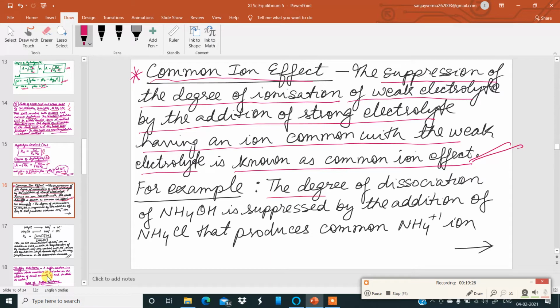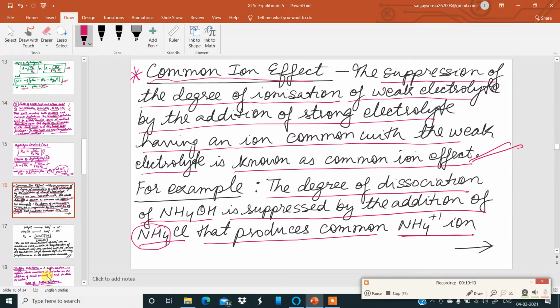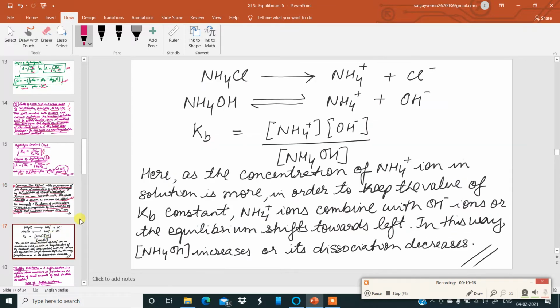Example: the degree of dissociation of ammonium hydroxide is suppressed by addition of a salt which is ammonium chloride. Ammonium chloride, if it is added, contains a common ion, that is ammonium. If you look at the next slide, ammonium chloride is added, it produces ammonium ion and chloride ion. Now this produced ammonium ion reacts with the hydroxyl ion and causes the reaction to go in the backward direction. So the dissociation of ammonium hydroxide is suppressed in this manner. So this effect is called common ion effect.